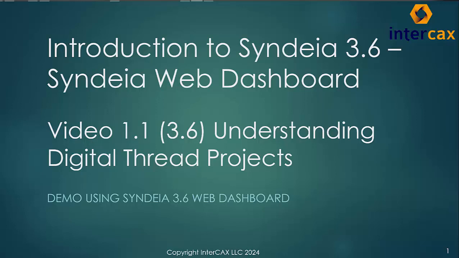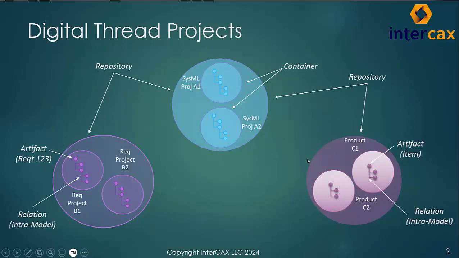in the other videos. The digital thread starts with the individual model repositories, for example, requirements, SysML, and PLM. Engineering models with artifacts, internal relationships, and attributes are stored and managed within each repository. In order to be able to view or edit that data, either directly or via Syndeia, each user must be authorized to access that repository, and that authorization is managed by the repository.